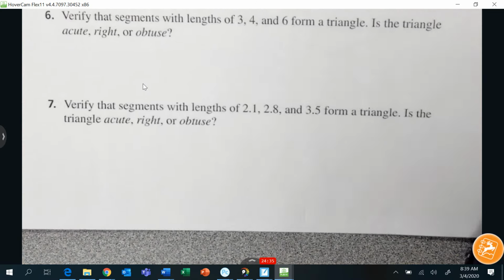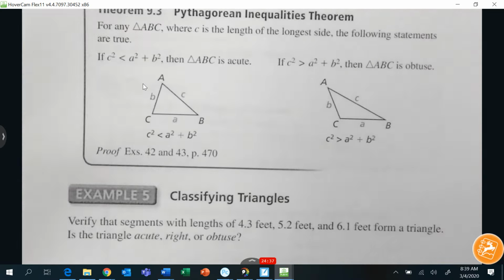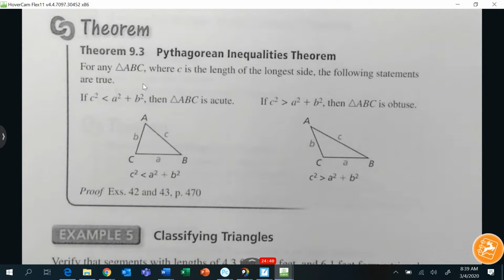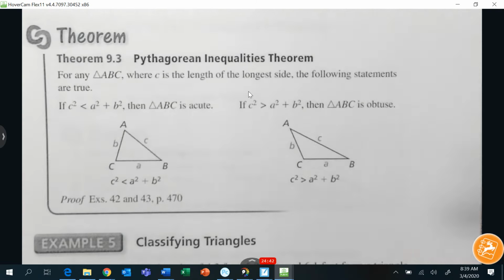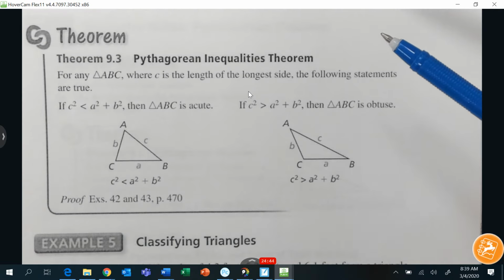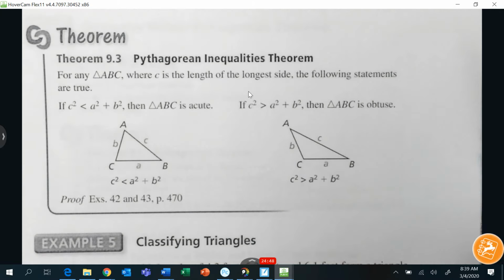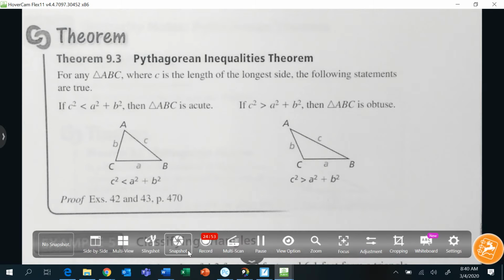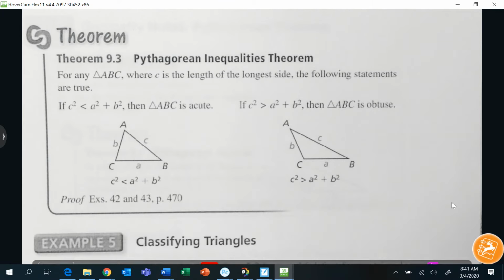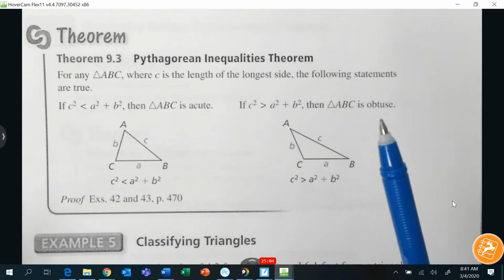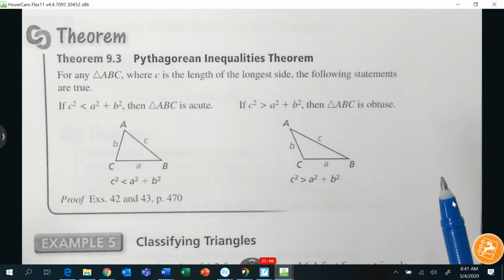One more thing. Last thing. See, we're almost already done. Pythagorean theorem. Easy stuff. The Pythagorean inequalities theorem says if we do a squared plus b squared equals c squared and it's not equal, one moment. Okay, if we do the Pythagorean theorem and it does not work, you can actually say if it's an acute triangle or an obtuse triangle with what you get.